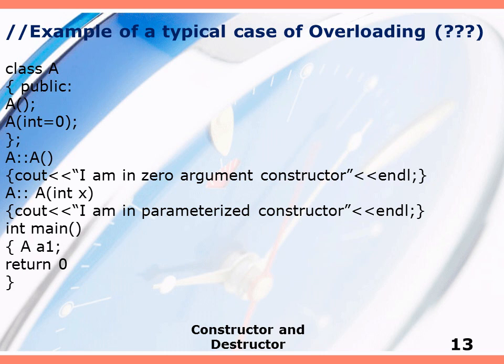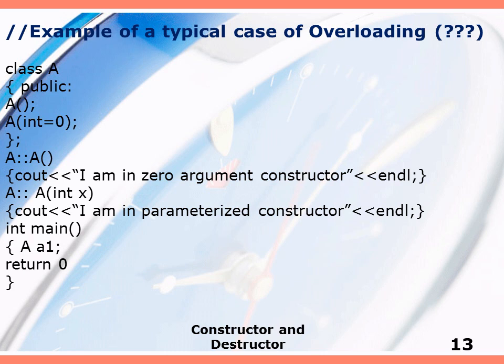In the second case, with the default argument, if the user supplies an argument, it is well and good, but if the user does not supply the argument, it shall be assumed as 0. In that case, it is going to display the string "I am in a parameterized constructor".